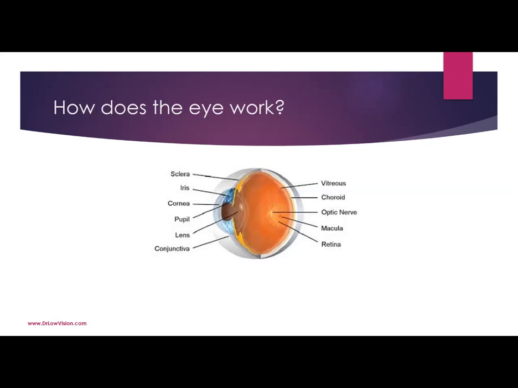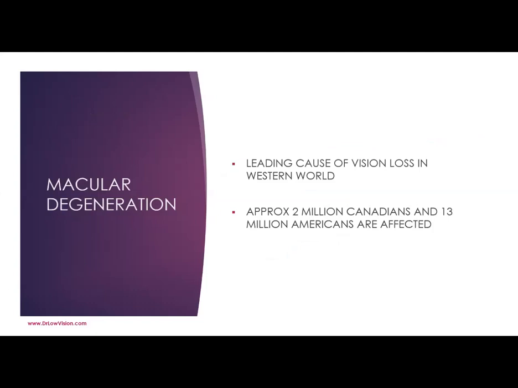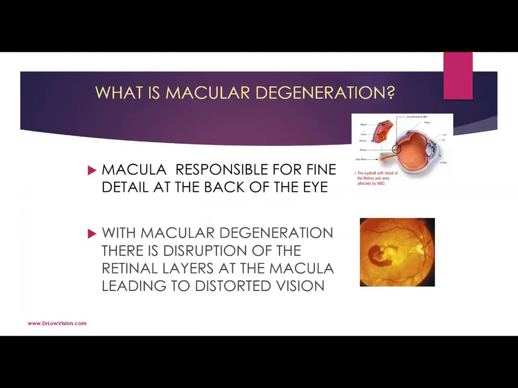So every aspect from that cornea all the way to the back of the eye with the occipital lobe has to be in working order for someone to see as clearly as possible. And if any aspect along this way is damaged in any way, it will cause different degrees of vision loss. So to start with, macular degeneration is a leading cause of vision loss in the Western world, and approximately 2 million Canadians and 13 million Americans were affected by macular degeneration.